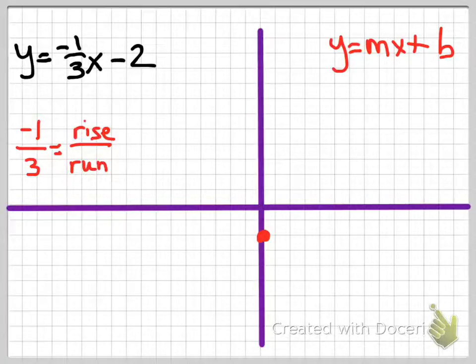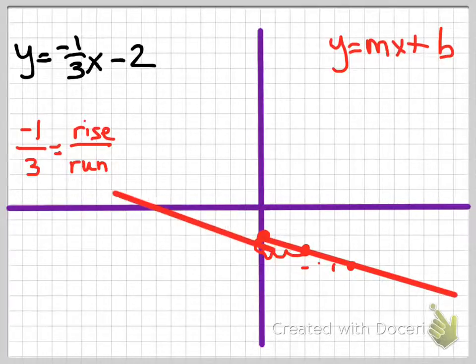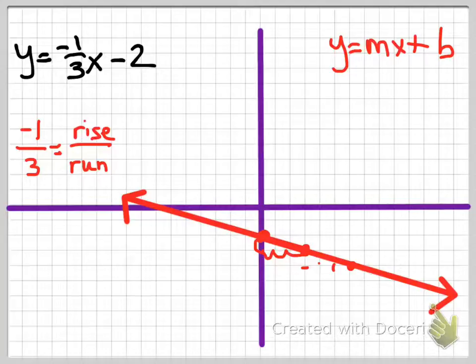Well, our rise is a -1. That means we go down 1. And our run is a positive 3. That tells me to go to the right. Down 1 over 3. There's a few points. All we need to do is connect those. And you can see how a line with a negative slope looks. It goes downhill from left to right. So we need a line that goes downhill from left to right. So it could only be D.